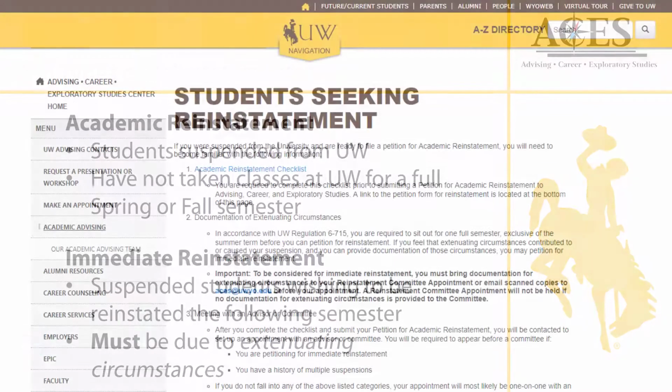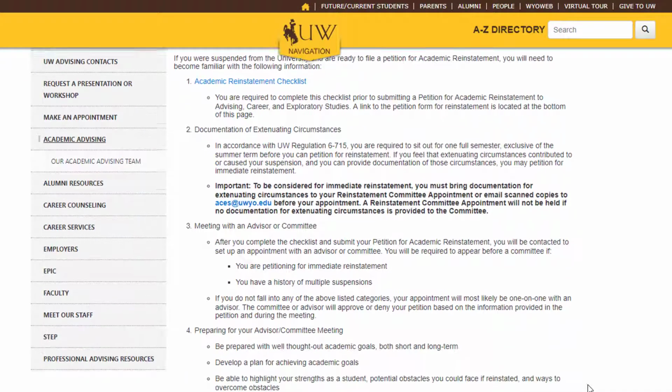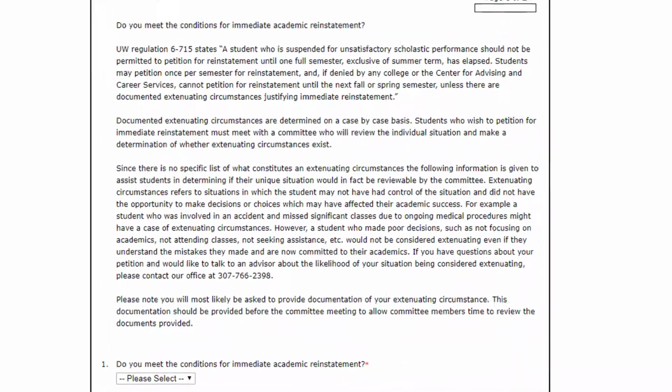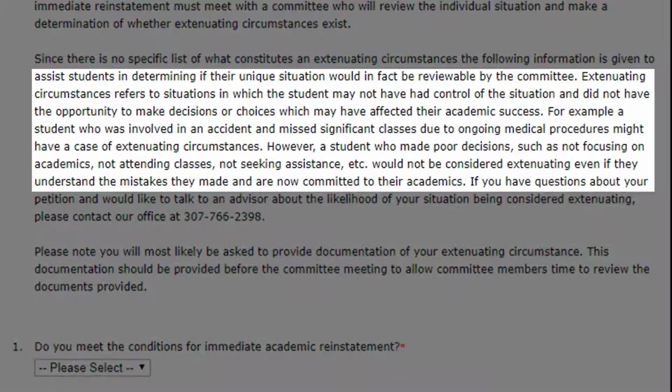So, what are extenuating circumstances? That's open to some interpretation, so let's stick to what the petition says. Extenuating circumstances refers to situations in which the student may not have had control of the situation and did not have the opportunity to make decisions or choices that may have affected their academic success. For example, a student who was involved in an accident and missed significant classes due to ongoing medical procedures might have a case of extenuating circumstances.